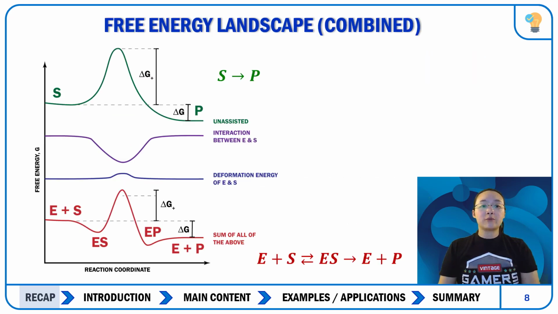Next we took a look at some free energy landscapes. Combining them all together, we looked at a few of these separately. First, we have the simplest one, where a substrate goes through an activation barrier and then proceeds to forming some product. But if you add in an enzyme, there are certain different things that occur. There's going to be an interaction between the enzyme and substrate, a deformation energy between the two elements, and then you have this combined energy landscape where it lowers the activation energy for the reaction to proceed.